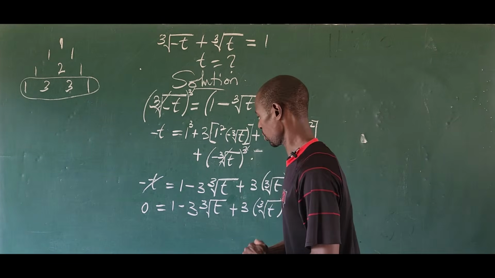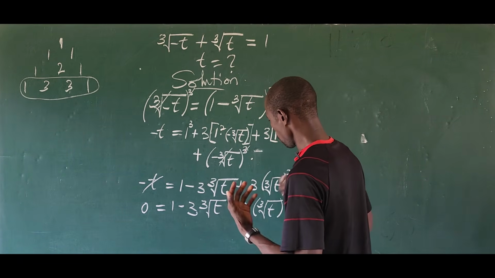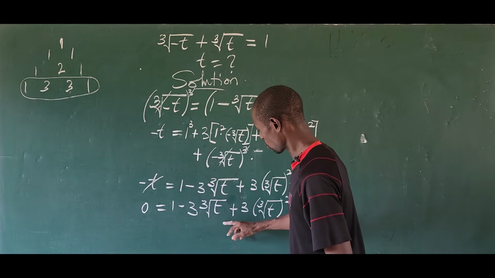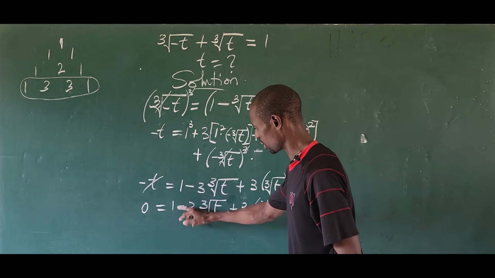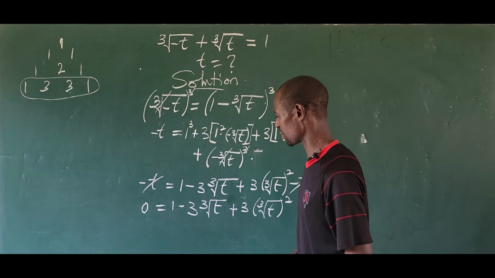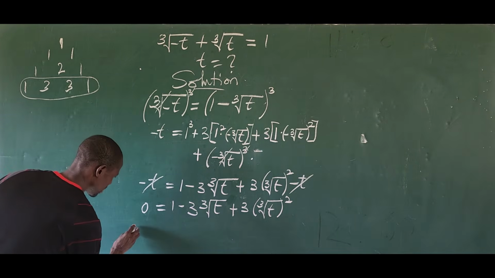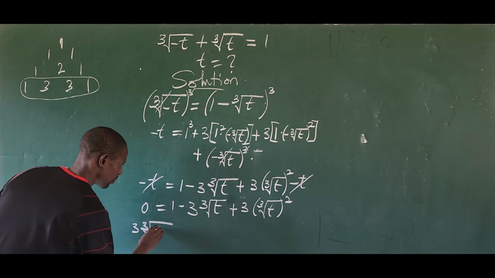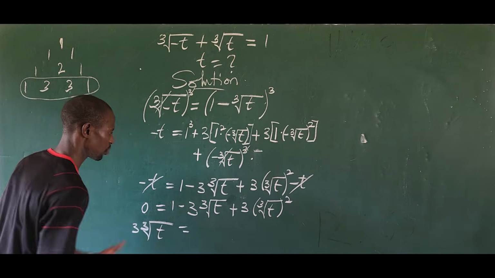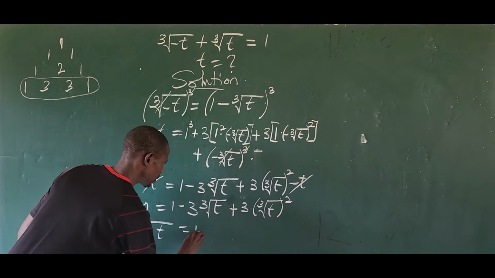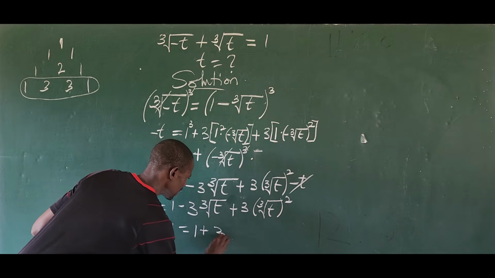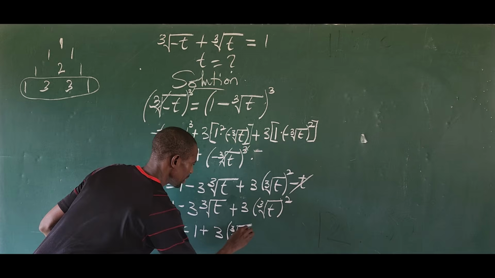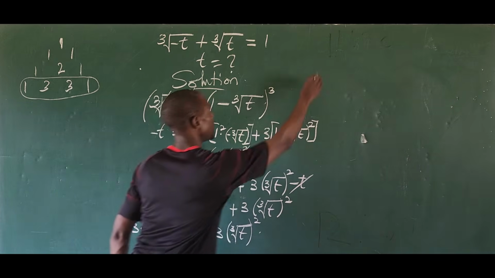Okay, so what we do here now is easy. We want to, again, move this quantity here, only this quantity with its sign, to this side of the equation. So let's move this here. This is going to give us 3 times the cube root of t. This is equal to, on this side, we are now left with 1, then plus 3 times the cube root of t all raised to power 2. Let's continue here.